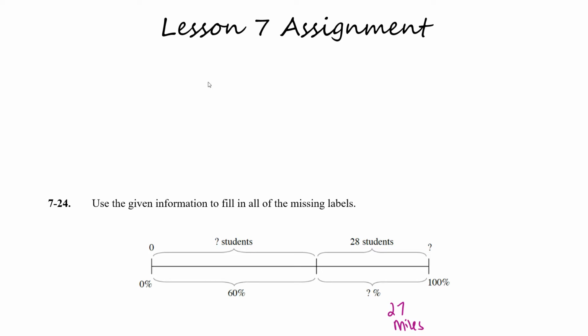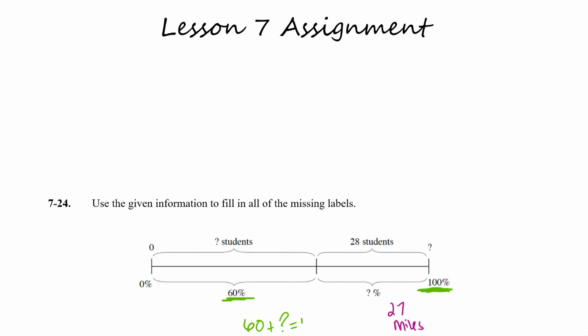The other problem that you are going to do, pretend like that 27 miles isn't there anymore. So what you guys are going to do next is 7-24, where you're going to use the given information to fill in all of the missing labels. So I see 100% is my whole, right? Pretend like this is a tape diagram. It looks very similar. And I see 60 here.